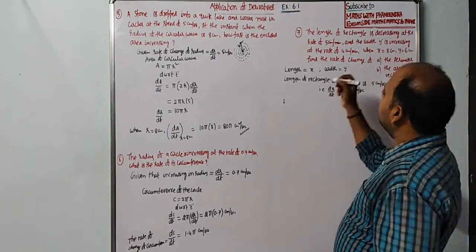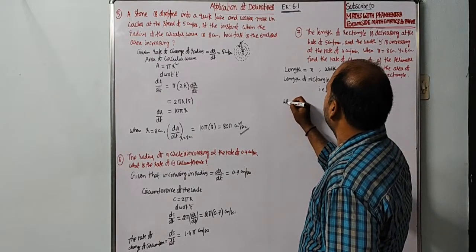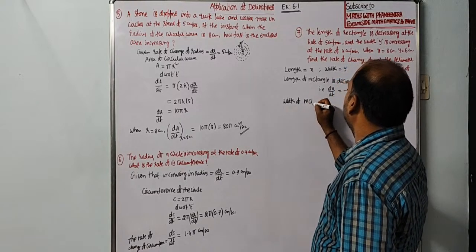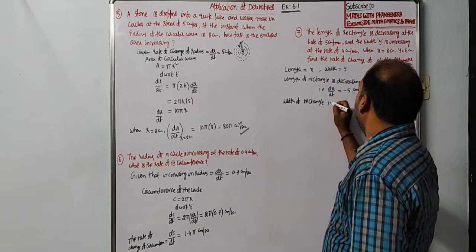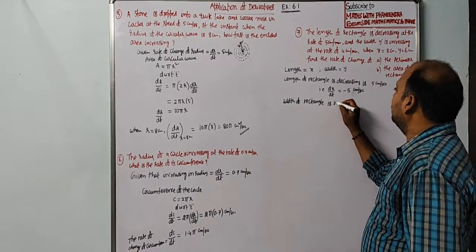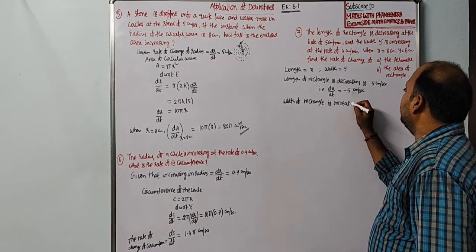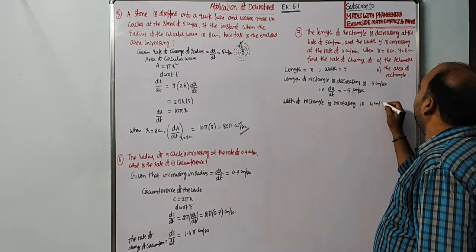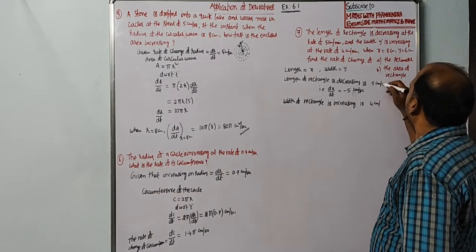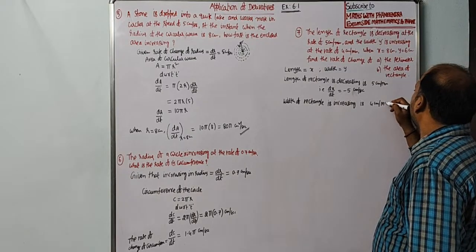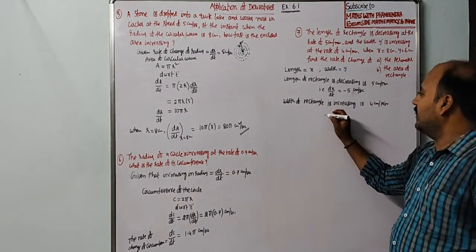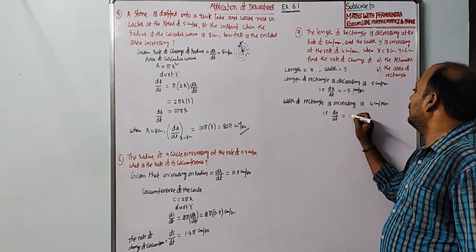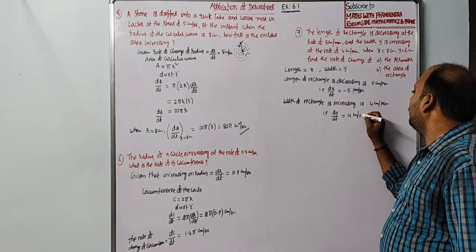Next, width y is increasing. The width of the rectangle is increasing at 4 centimeter per minute. Sorry, not second here, also minute, dear students. That is dy by dt is equal to 4 centimeter per minute.